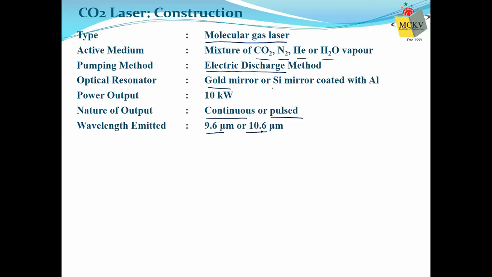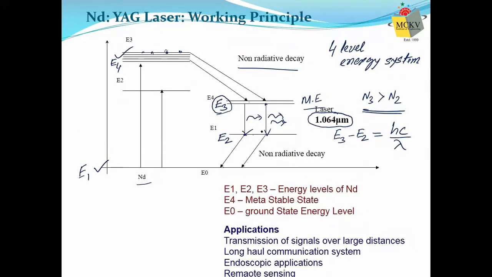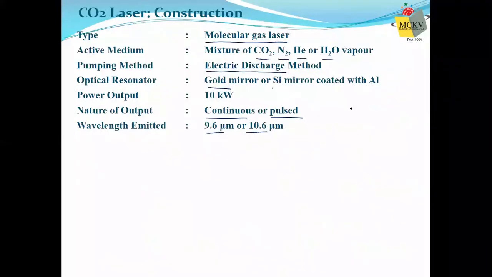wavelengths you can get. Though in case of Nd:YAG laser also, there are some possibilities which we have not discussed. But the point is, when we talked about Nd:YAG, 1.064 micrometer is the most probable wavelength. That means lasing is done generally between E2 and E3 energy levels. There are other energy levels that may be involved, which I have not drawn here, but this one is the most prominent. But here, both are prominent, 9.6 micrometer and 10.6 micrometer.